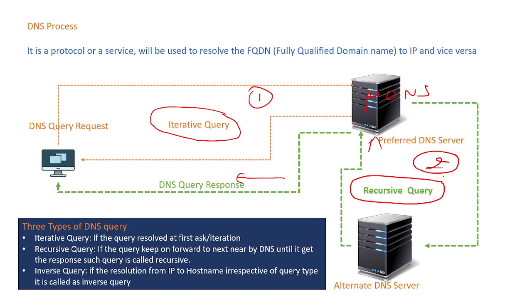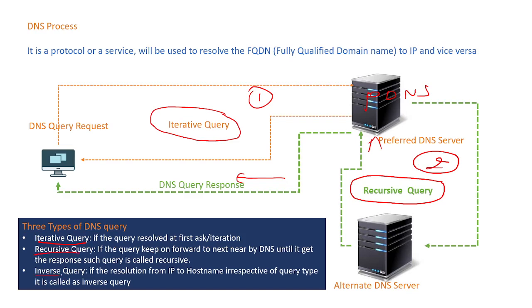And the last one is the inverse query. I told you there are three types of queries: iterative query, recursive query, and the last one, inverse query. If the query is resolved at the first ask, or the first iteration itself, we call it iterative. A recursive query means the query keeps on forwarding to the next nearby DNS server until it gets the response, until the query is fulfilled. And the third one is the inverse query.